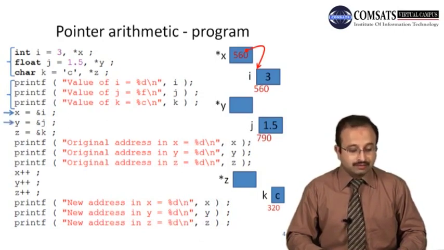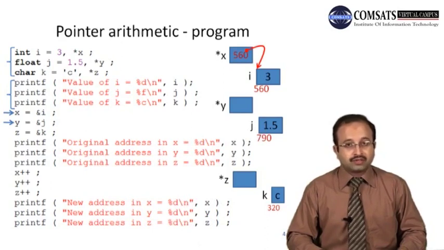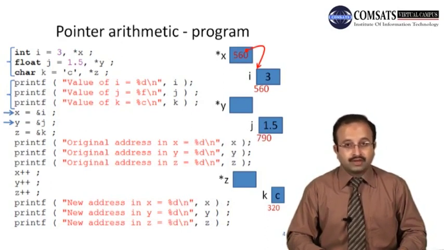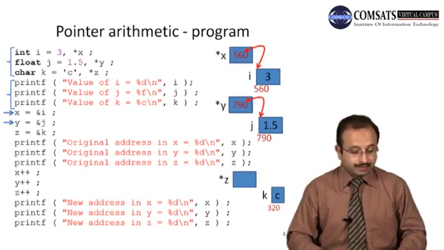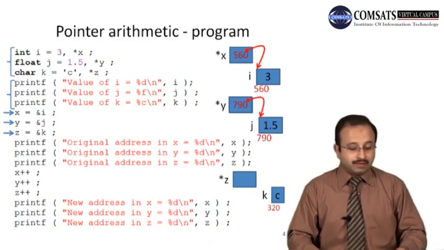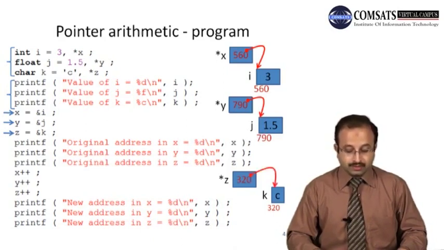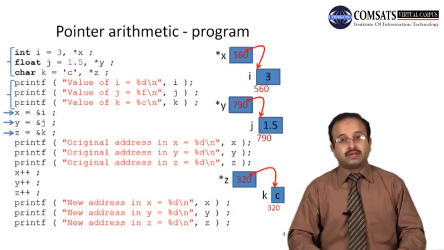The next statement is y = &j. &j is address of j. So address of j is 790, and here we are assigning that address to a pointer variable y. So y contains the value 790, and it is pointing to a memory location that is associated with the variable j. In the next statement we are initializing a third pointer with the address of the memory that is associated with the variable k, and that memory address is 320. So 320 address will be assigned to z, and now z pointer points to the memory that is associated with the variable k.